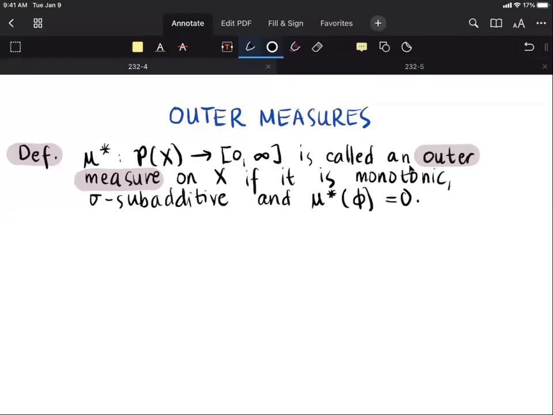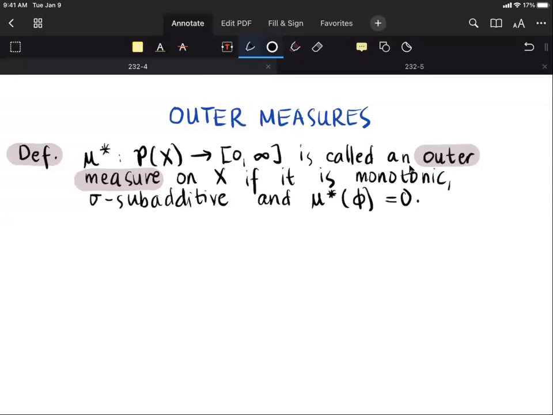So in the previous lecture, we established conditions that guarantee uniqueness in our extension problem. So with regards to the existence of that measure, we need the concept of another measure called an outer measure. So what is an outer measure?